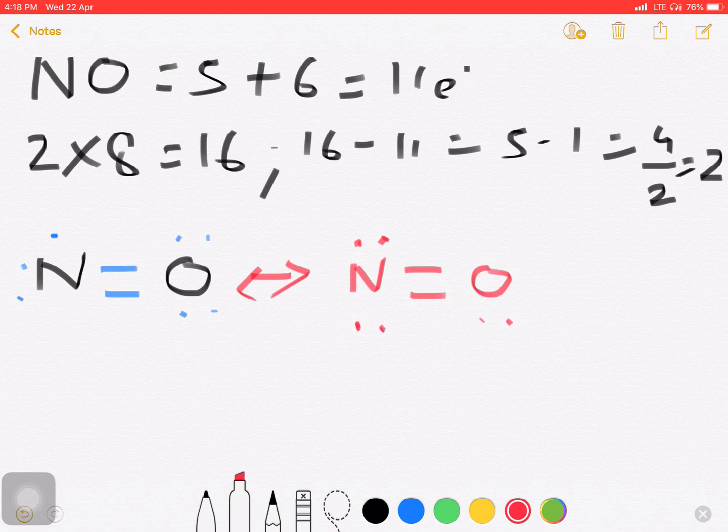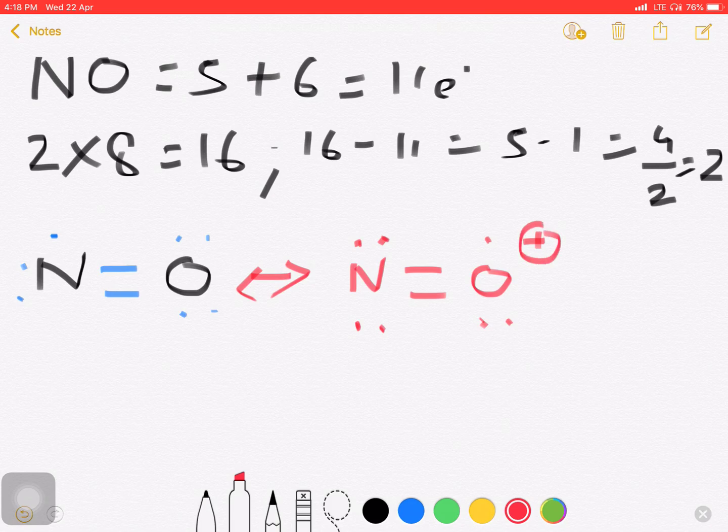Here, this oxygen will have 1 lone pair and 1 unpaired electron. So the unpaired electron has shifted from nitrogen to oxygen. Let's put the charges. 2, 4 and 1, 5. It had 6, so it has lost 1. So this acquires a positive charge.